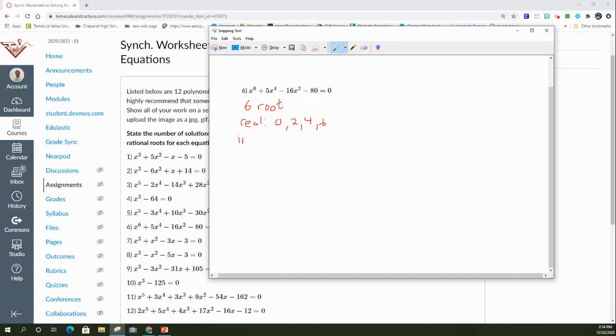Okay, imaginary. If I have 0 real, I'm going to have 6 imaginary. If I have 2 real, I'm going to have 4 imaginary. If I have 4 real, I'm going to have 2 imaginary. And if I have 6 real, I'm going to have no imaginary. Remember, imaginaries have to come in pairs, conjugates.